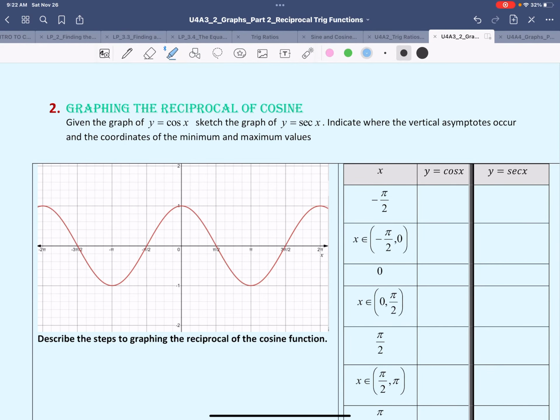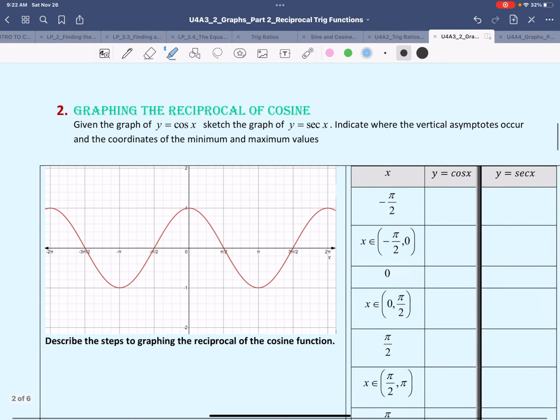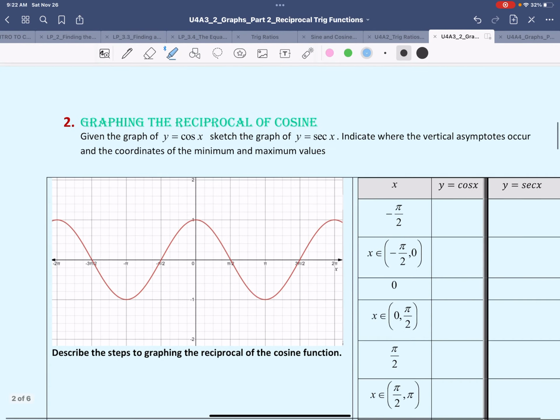Welcome back to graphing the reciprocals of primary trig functions. This time we'll explore the reciprocal of cosine. So the function y equals secant x.